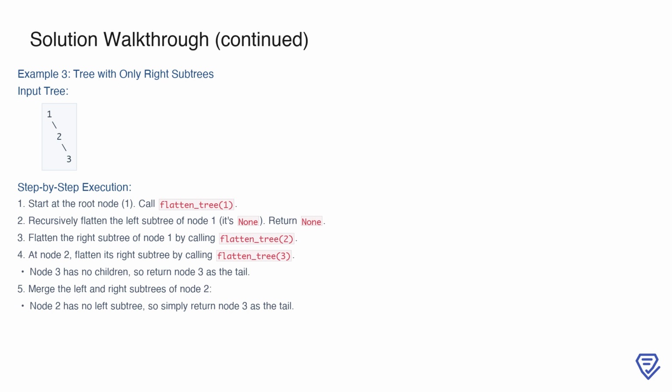At this point, node 2 has no left subtree to merge, so its right subtree remains unchanged, and we return node 3 as the tail. This completes the flattening of node 2's subtrees.